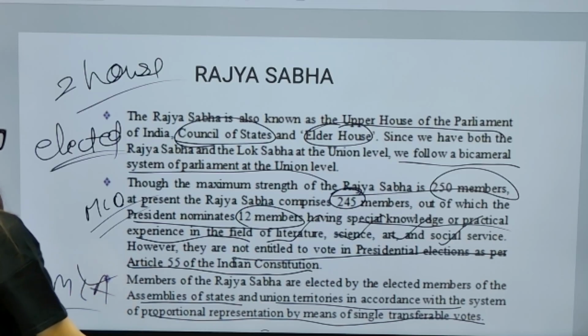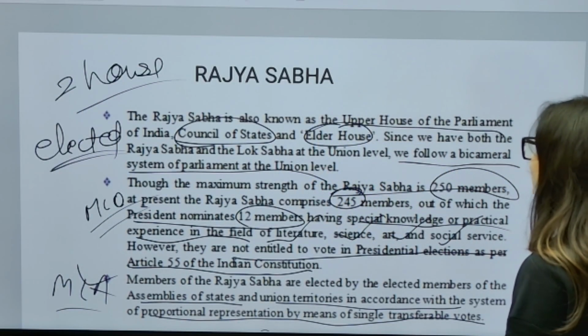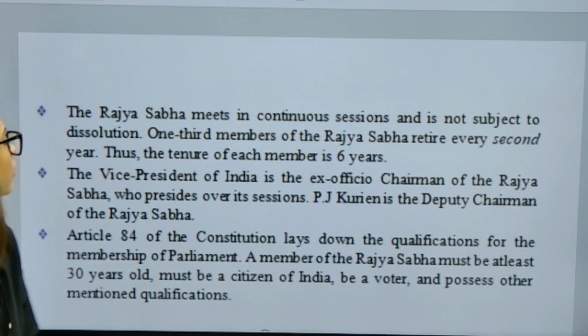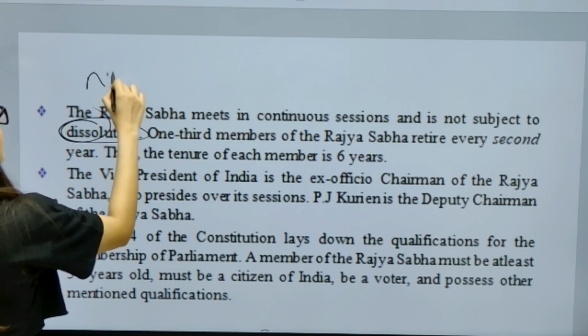By MLAs of states and union territories with legislature, and again by which system? PR system, by single transferable vote. So Rajya Sabha meets in continuous session and is not subject to dissolution. Rajya Sabha is never dissolved. The house is never dissolved.